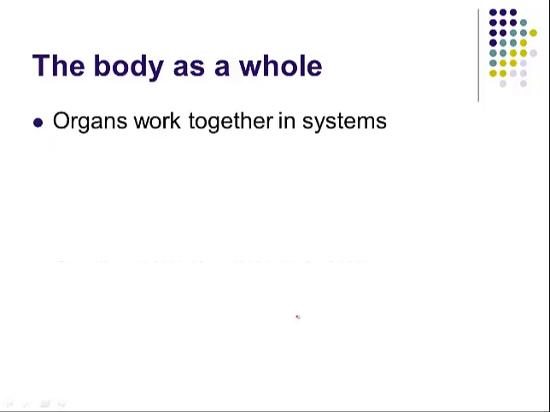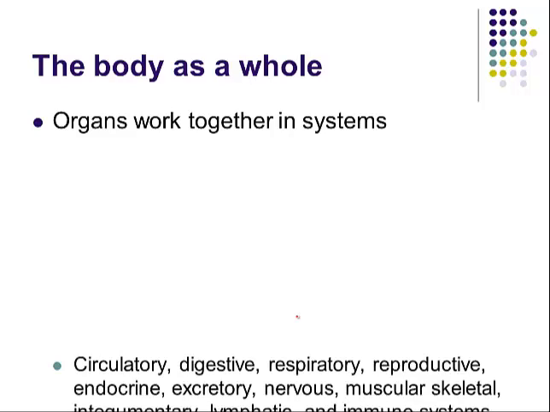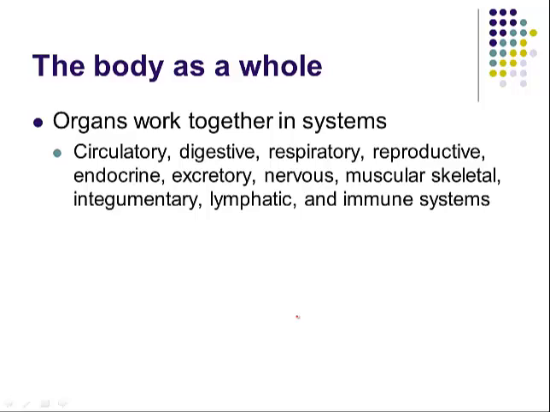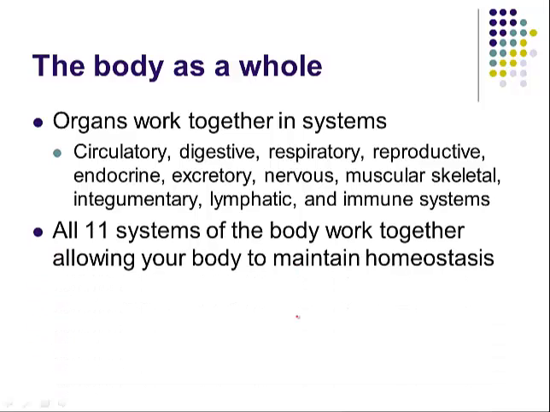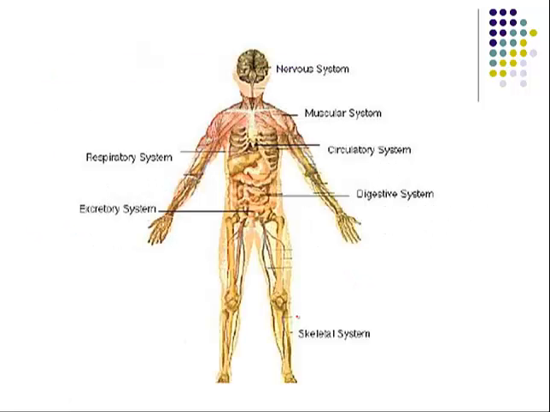Then, as you take all of those organs and put them together, those organs are going to work in systems. So we have 11 systems in the body that we will talk about. We're not going to go over all of these in detail, but we will go over many of them. And they're all going to work together in different ways. So all 11 systems of the body work together, and that is going to allow your body to maintain homeostasis. And here is a little picture of all of the different systems and how they're all going to be working together.